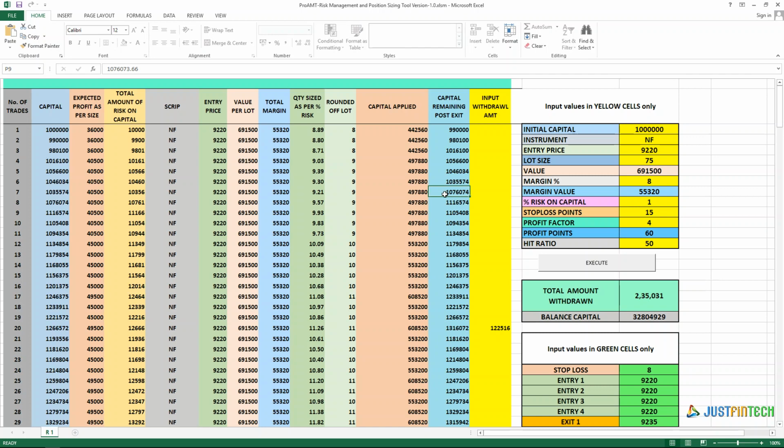But just in case somebody wants to know what I do, I'm just showing what I generally do. Also, many people want to trade taking leverage and applying 1 lakh capital, and they want to trade Nifty with a 1% risk and a 15 point stop loss, and they would have a profit factor of 1.5. They take an exit at 22 to 25 points.